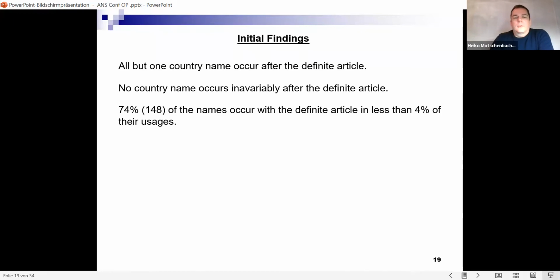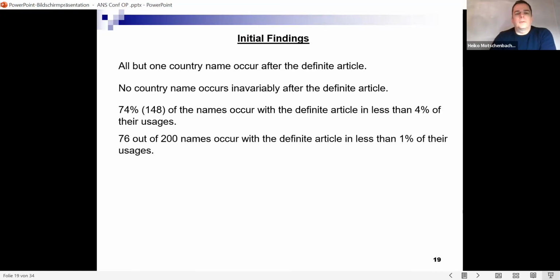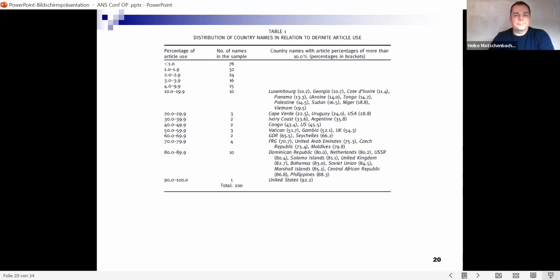74% of the names occurred with a definite article in less than 4% of their usages. And for 76 out of the 200 names, it was even less than 1%. So we can clearly see that there's a majority of names that tends to go without the definite article, even though this is not absolute.